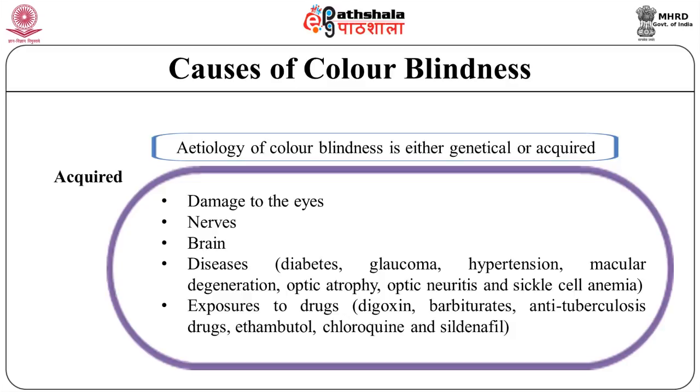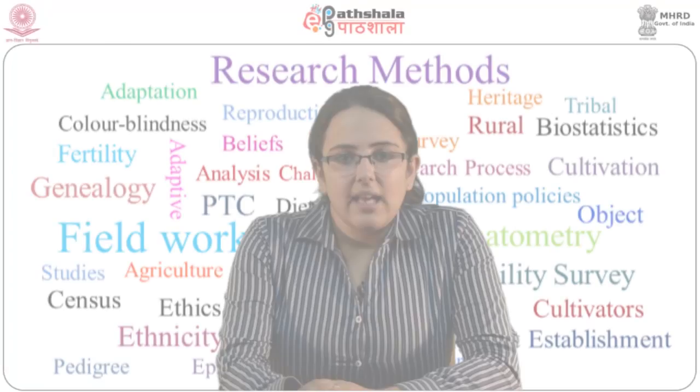diseases like diabetes, glaucoma, hypertension, macular degeneration. It can be optic atrophy or optic neuritis, and even sickle cell anemia is known to cause this. Exposure to certain drugs like anti-tuberculosis drugs or barbiturates is also known to cause some of these color blindness types.